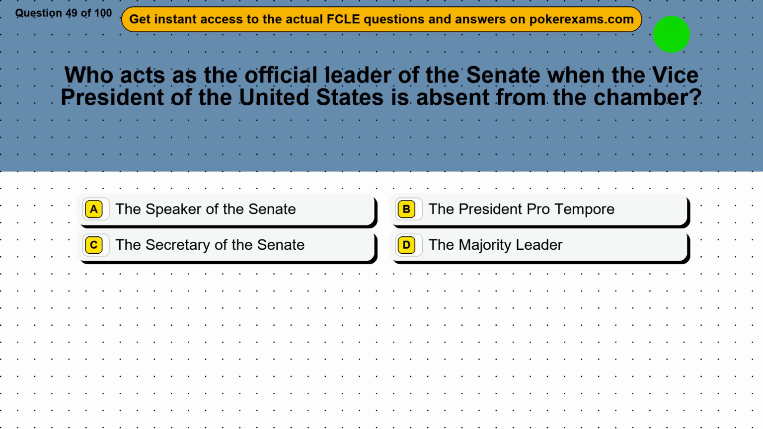Question 49. Who acts as the official leader of the Senate when the Vice President of the United States is absent from the chamber? Option A, the Speaker of the Senate. Option B, the President pro tempore. Option C, the Secretary of the Senate. Option D, the Majority Leader.